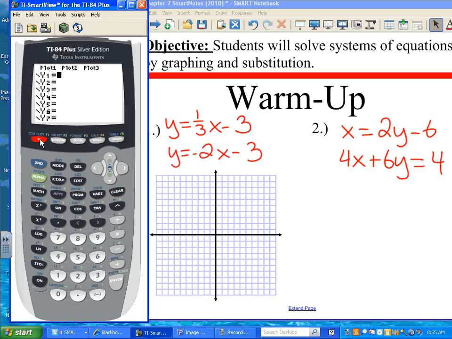Good. Go to y equals. Who can remind us besides John, if there's a fraction, what did I have you do on Monday? Travis? Good. Put it in parentheses. You weren't even here. Good job. So the first one should be 1 divided by 3, which is 1/3 x minus 3. And the second one, -2x minus 3.